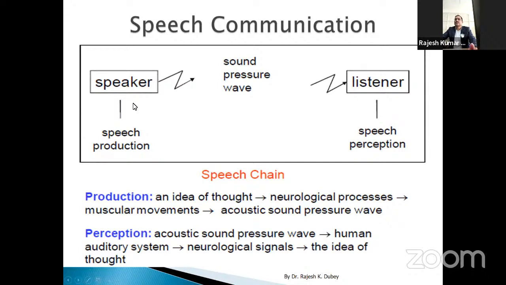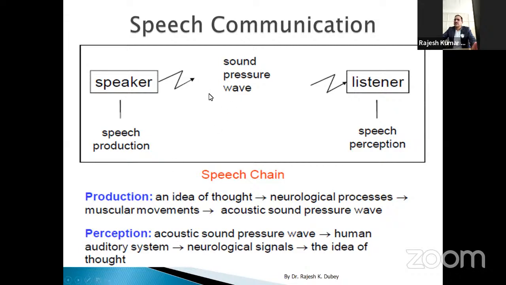So this speech communication is like a speaker. It is the speech production part, sound pressure wave, transmission part, listener, speech perception part. This is called a speech chain. The idea of a thought will come into the mind of a speaker. Then there will be some neurological, biological processes, then some muscular movements of our mouth. Then some acoustic sound pressure will come out of the mouth of the speaker. And that is the speech. We have to model it as a signal. In our case, from an engineering point of view, it is a signal.